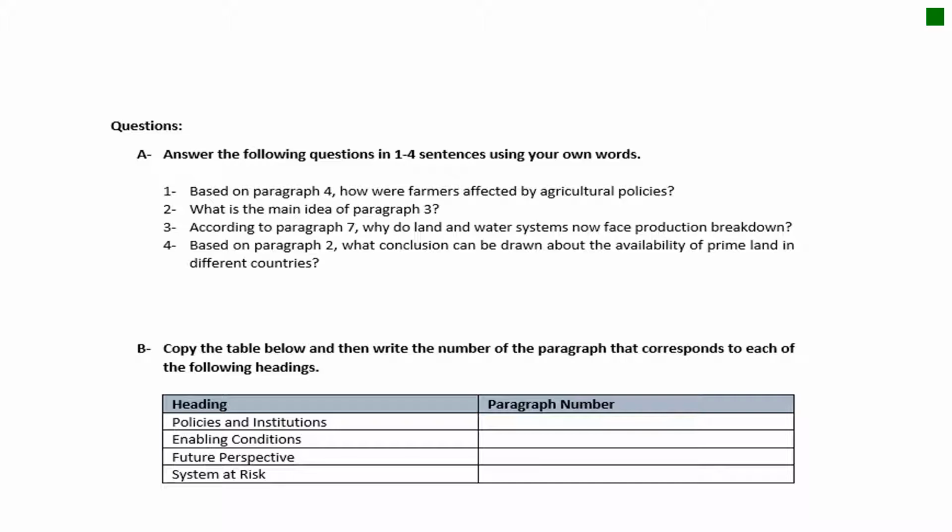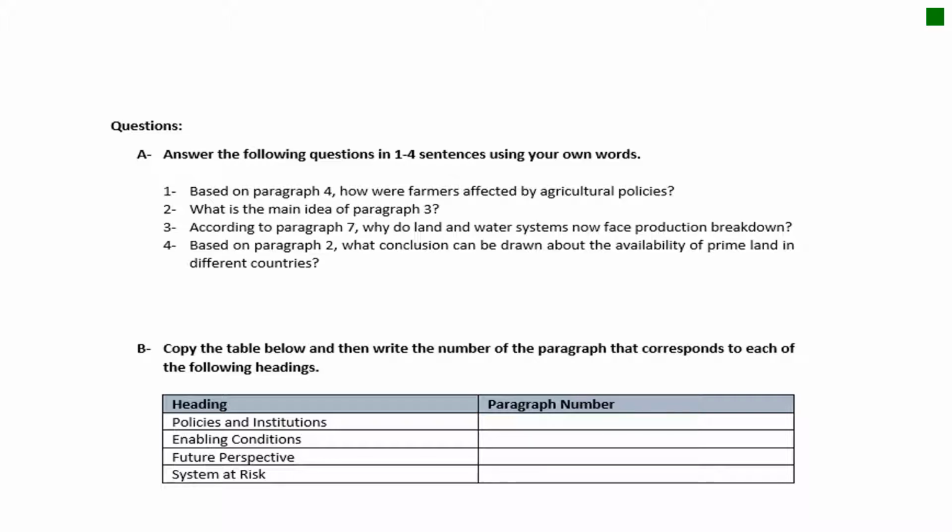Answer the following questions in 1 to 4 sentences using your own words. Okay, so here obviously the answer is going to be somewhat long for most of the questions. Number 1, let's take an example. Based on paragraph 4, how were farmers affected by agricultural policies? They referred you to go back to that paragraph, they made your life easier.